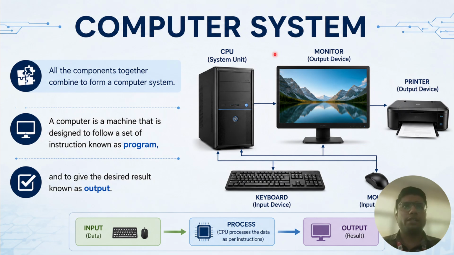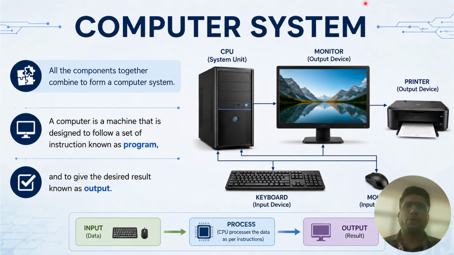So firstly, let's understand what is a computer system. All the components of a computer like CPU, monitor, keyboard, mouse, etc. combine to form a computer system. Now let's know how a computer works. All computers work on a concept called IPO cycle. In this, I stands for input, P stands for process, and O stands for output. Now let's understand in detail.